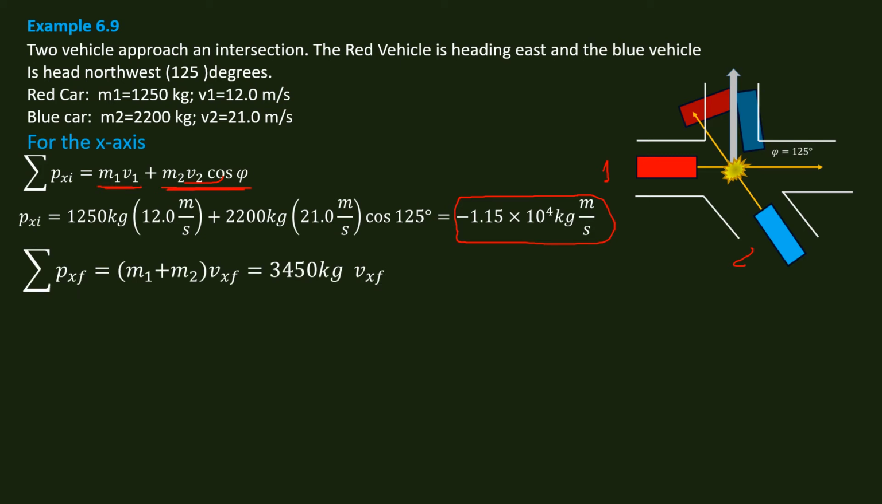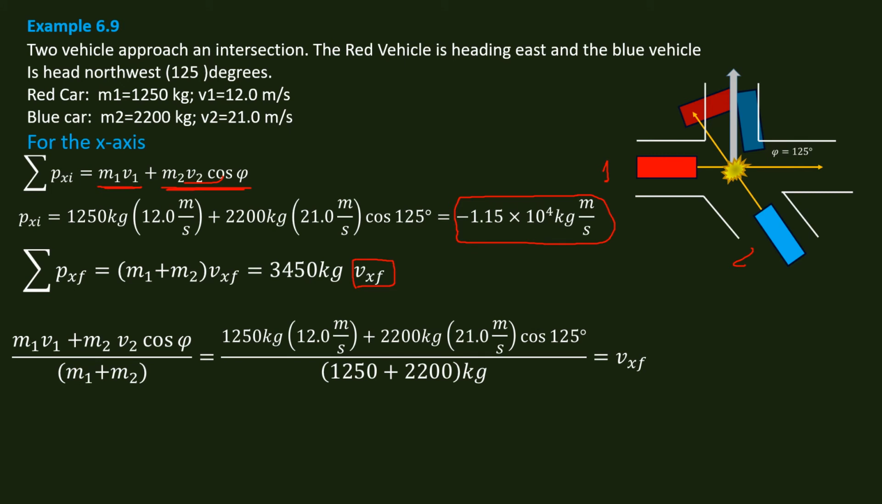Then we need to find the final. Final x is going to be equal to the combination of the masses, and that is 3,450 kilograms times Vxf. We don't know what Vxf is. We're trying to find that. Okay. So now we equate the initial momentum and the final momentum, and we solve for Vxf, which we do right here.